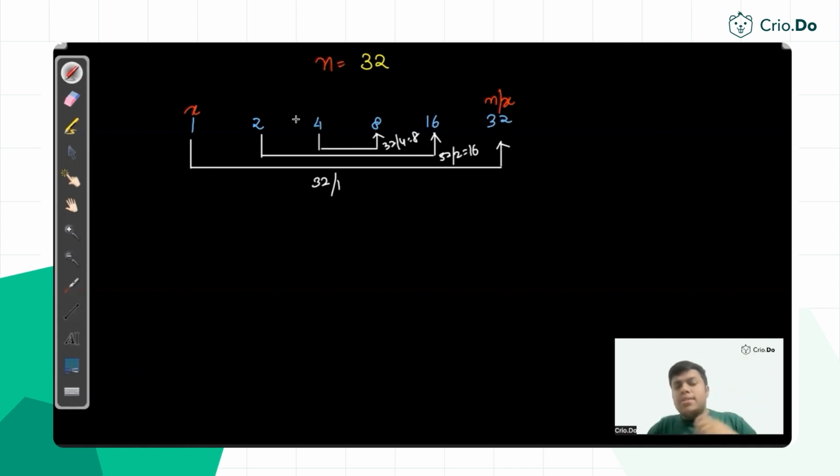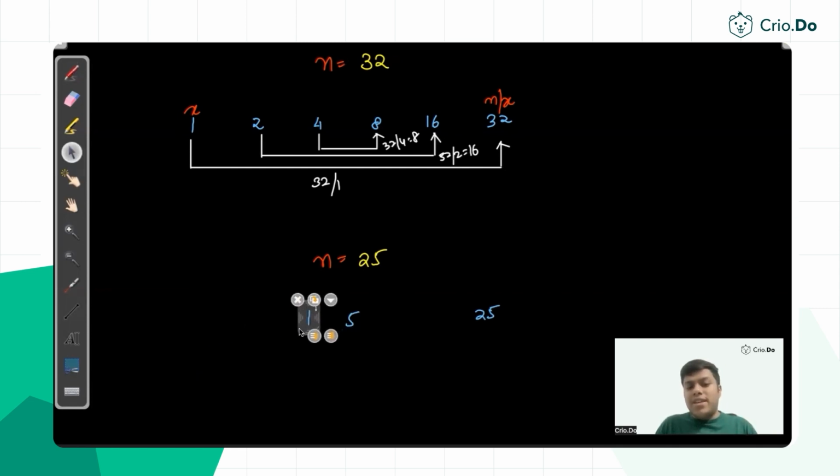Applying this procedure to a few more numbers, if I take n as 25, what will happen? I can surely say that 1 is a factor, so 25 divided by 1, that is 25, will also be a factor. What next? I guess 2 is not a factor, 3 is not a factor, 4 is not a factor. What about 5? If 5 is a factor, 25 divided by 5, that is 5, will again be a factor. That is, both the pair members will actually be the same.